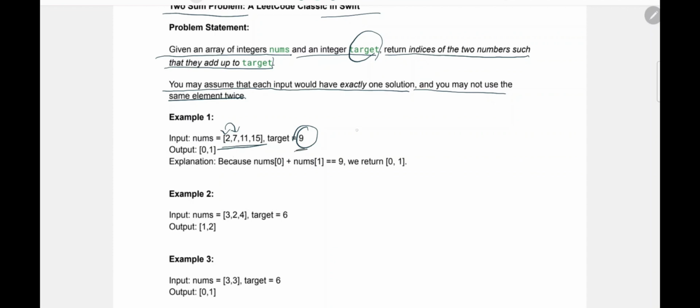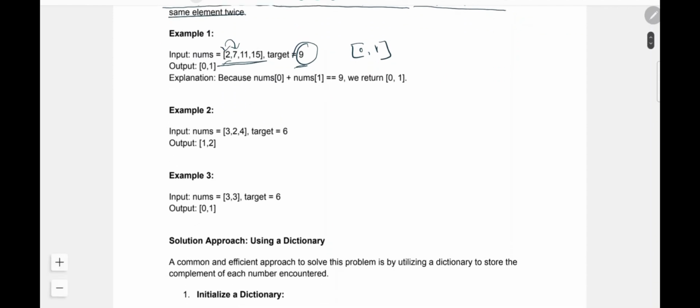So what we have to return here is indices. The first index is 0 and the second index is 1. Let's see another example. So given array 3, 2, 4, target is 6 and the numbers which are going to add up to 6 are 2 and 4. If we see, the indices of these two elements are 1 and 2. So we return an array with indices 1 and 2. Same for the third example as well.